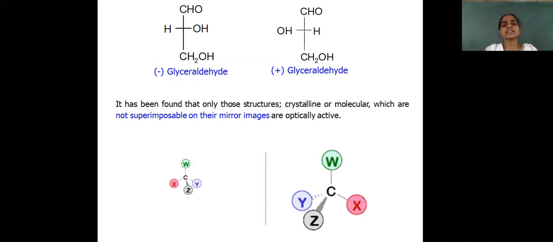These are isomers which are non-superimposable mirror images and are optically active. Why do we call them optically active? Whenever these molecules act on plane polarized light, they show rotation towards the right or the left side. They are non-superimposable mirror images. If you see plus and negative glyceraldehyde, when we place the negative glyceraldehyde on the plus glyceraldehyde, all the atoms do not fit.